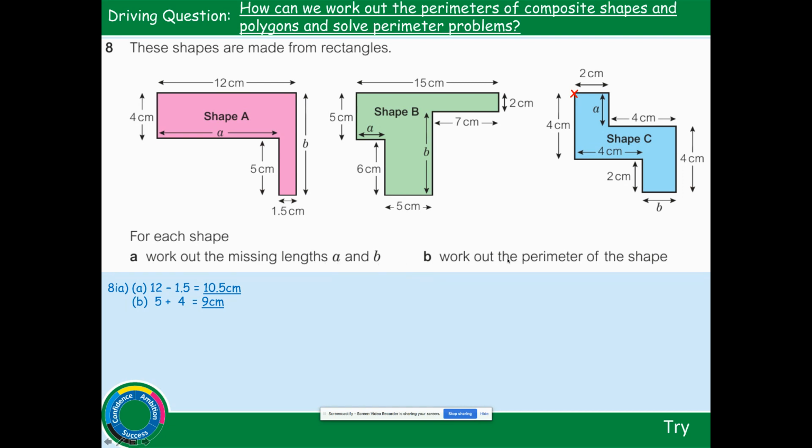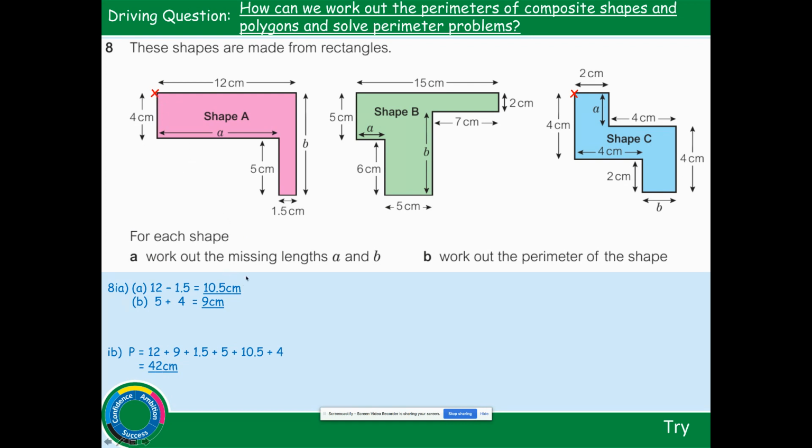Part B, though, is work out the perimeter of the shape. So we have our starting place. So we're going to have 12, add B, which we now know is 9, add 1.5, add 5, add A, which we now know is 10.5, and then add 4, and you're back to where you started from. Okay, so 12, add 9, add 1.5, add 5, add 10.5, add 4, equals 42.